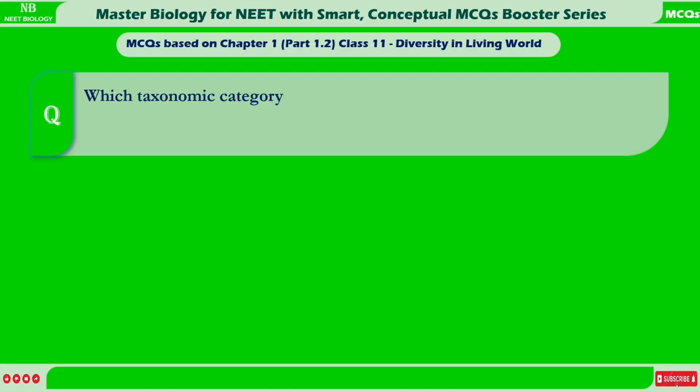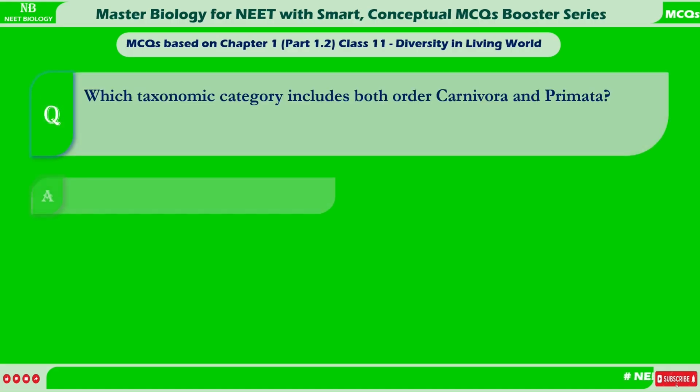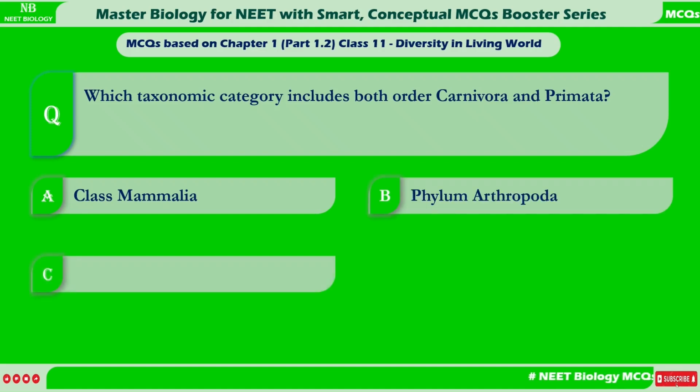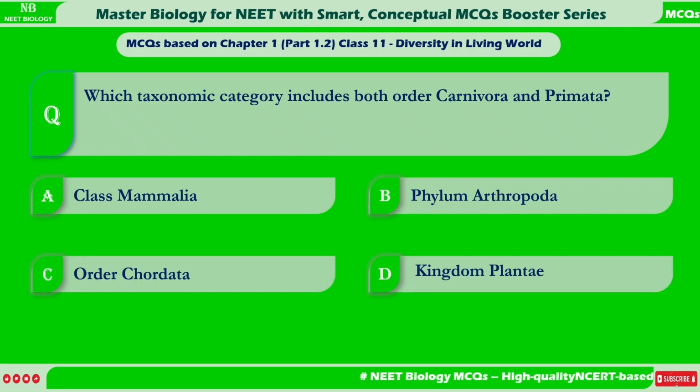Which taxonomic category includes both order Carnivora and Primata? A. Class Mammalia, B. Phylum Arthropoda, C. Order Chordata, D. Kingdom Plantae.